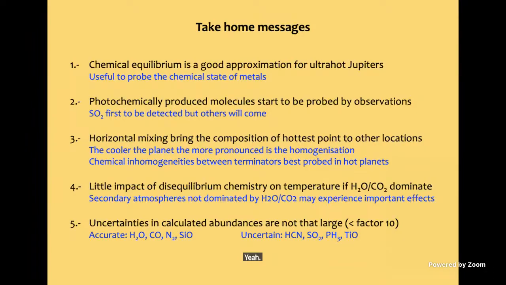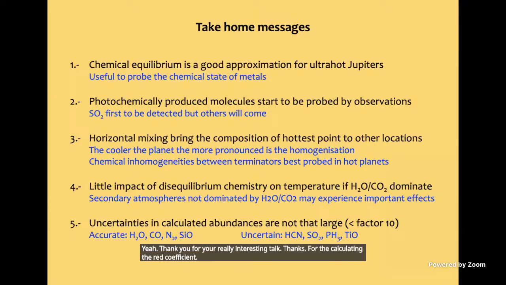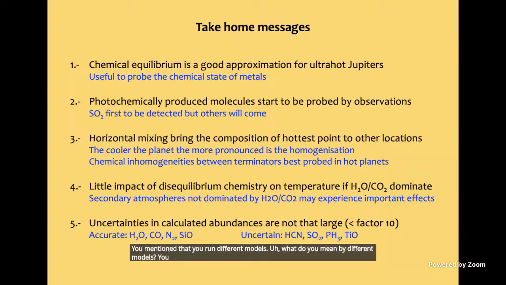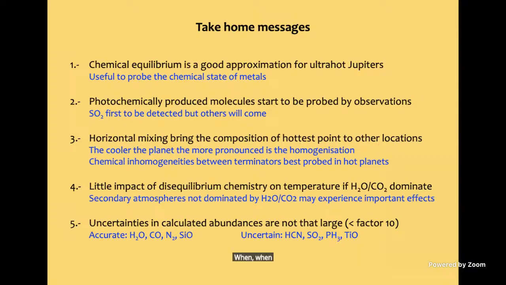Thank you for your really interesting talk. For calculating the rate coefficients, you mentioned that you run different models. What do you mean by different models? Different temperatures, or different types of models? When I was doing this exercise of evaluating the uncertainties, you mean?